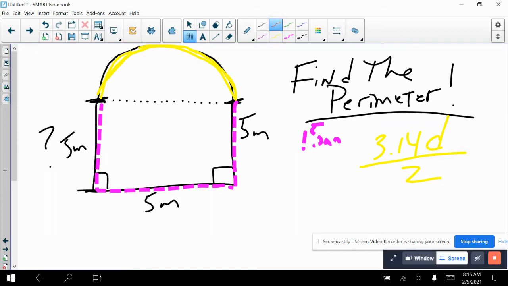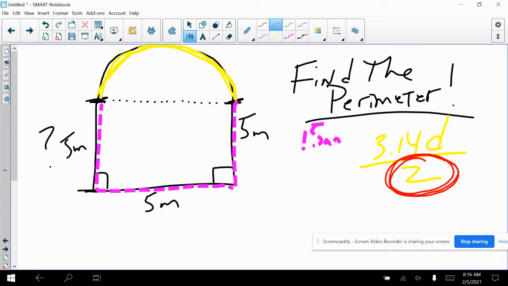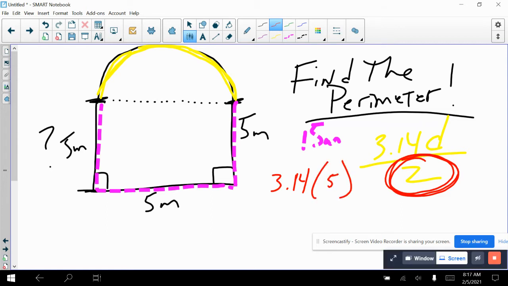Again, I'm going to point these things out because Tuesday's going to be here before you know it. This is going to be a common mistake. Okay, very good. So we're going to take 3.14. What's my diameter here? And how do I know? Brady, how do you know? That is correct, sir. Very good.